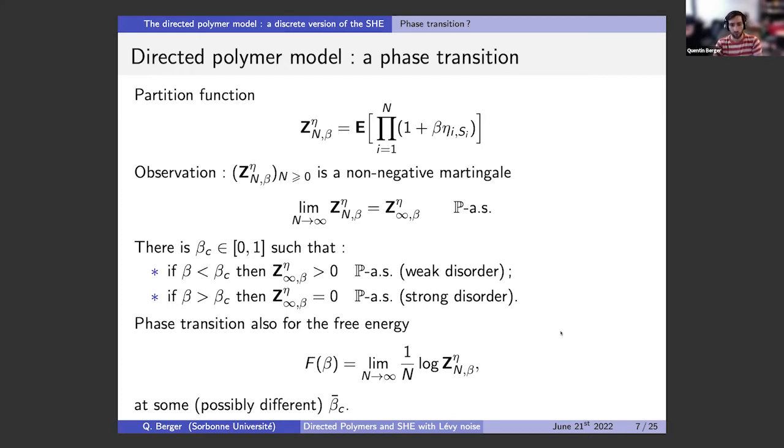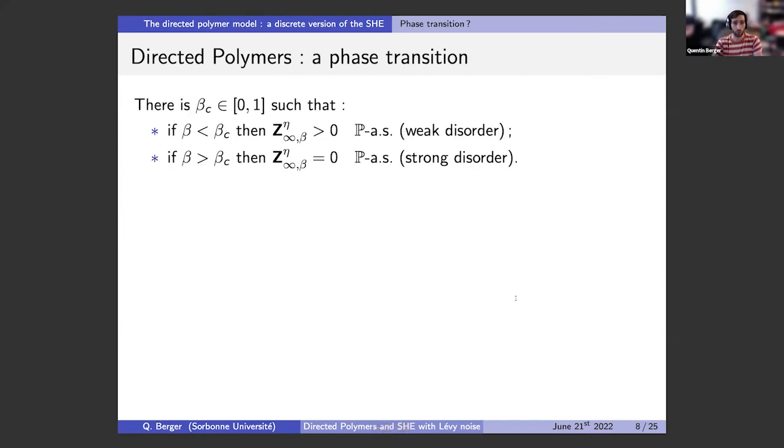Since I said I would focus on the partition function, I will stick with the first definition of the phase transition. The question that remains to show is, here I did not exclude the fact that beta critical is equal to 0. So it could be that the first case never occurs, meaning that as soon as beta is strictly positive, you have strong disorder. And so this is the first result I want to say.